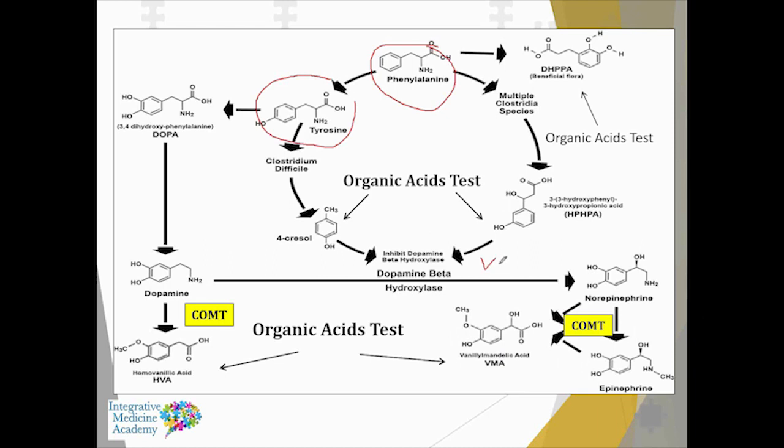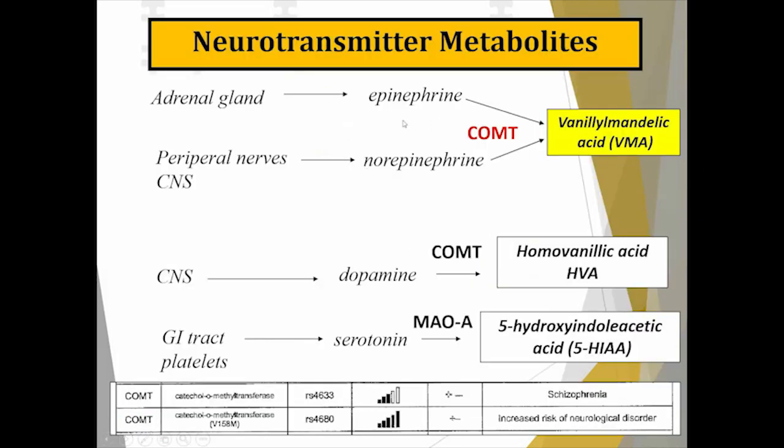If you were very deficient in, let's say, vitamin C or copper, which, by the way, are cofactors for dopamine beta hydroxylase, that might cause your VMA levels to go down too. Okay, so COMT, catechol-O-methyltransferase, is what converts epinephrine and norepinephrine to VMA. But again, if you had a polymorphism here, some kind of block, that might prevent that from happening. In these cases, you might see a low VMA.